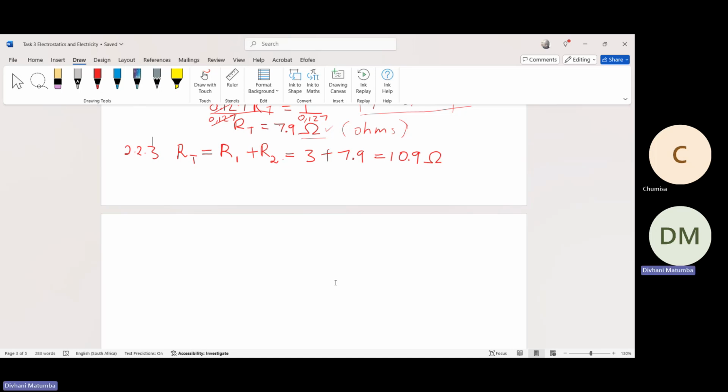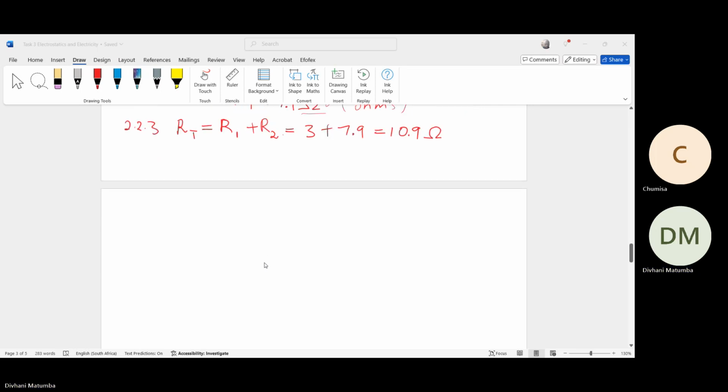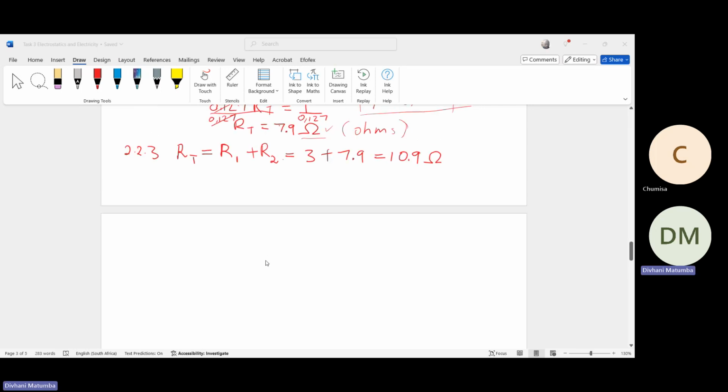So when you're solving circuits, you must know that the main aim of solving circuits is to simplify them. That means at the end of solving your circuits, you need to find the total of everything, the total current that is flowing throughout, or the total voltage of the entire circuit, or the total resistance.